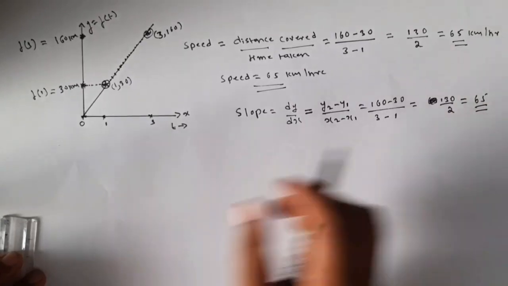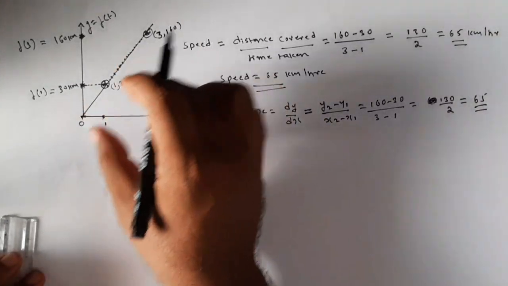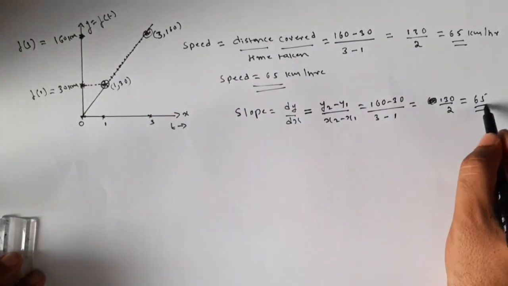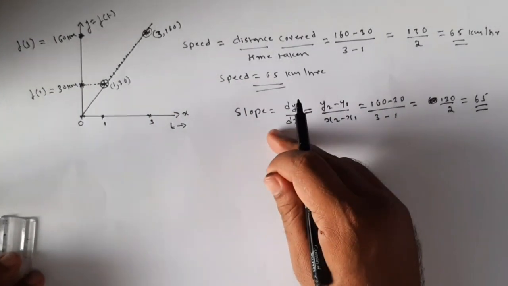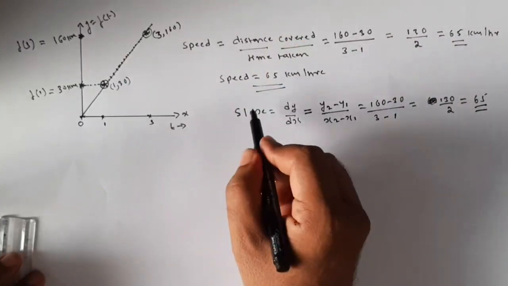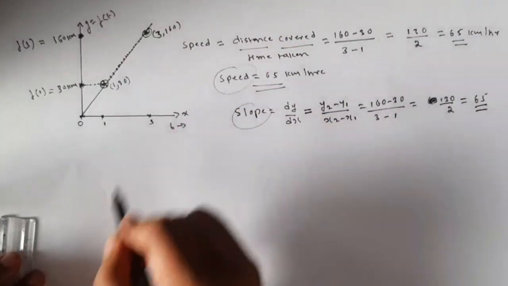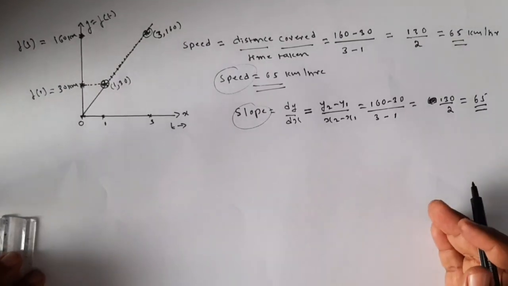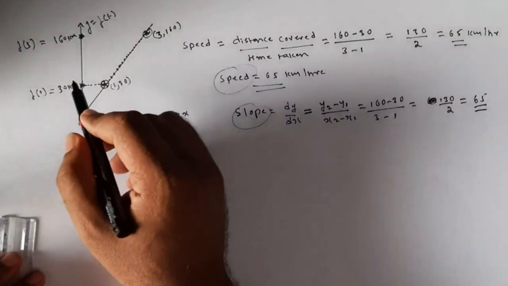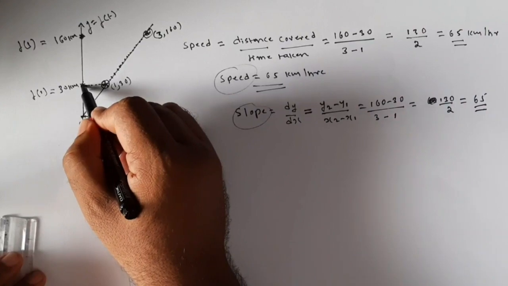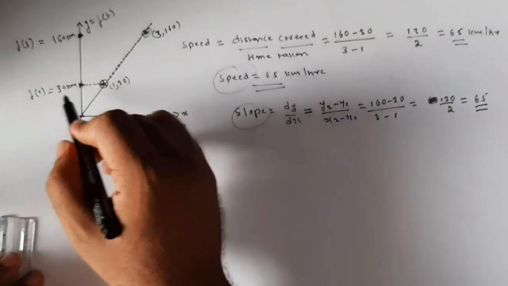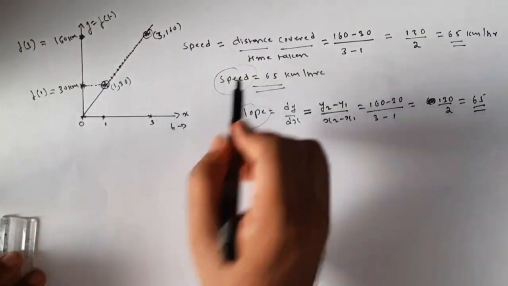See, the slope of the straight line from here to here is also 65. So if you relate this slope with this example, see, slope and speed are both the same. Differentiation is nothing but slope. So if you differentiate the distance covered from here to here, we get speed. The derivative of distance covered with respect to time is speed.